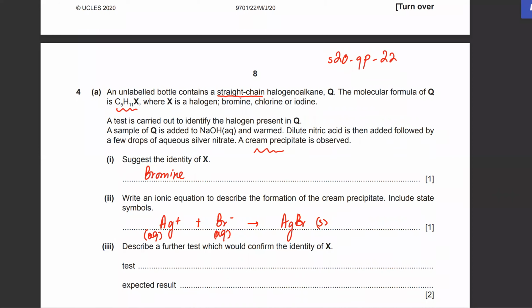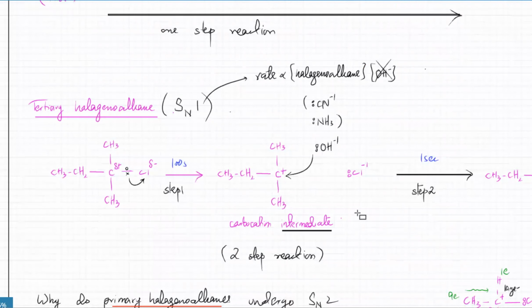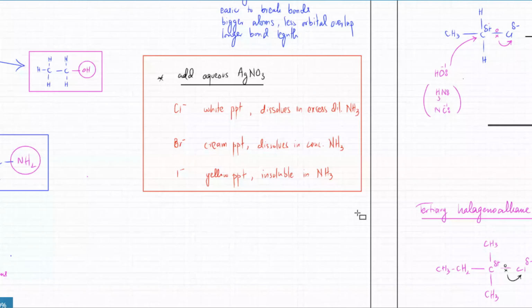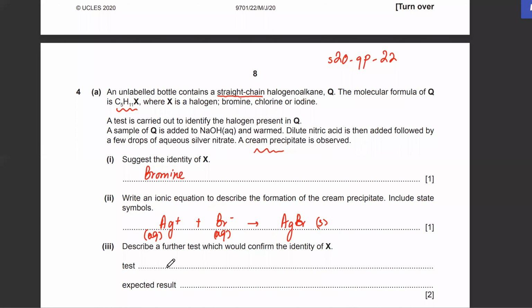So the further test, we just did that. I just told you that the further test was, okay, you're going to try and dissolve it in concentrated NH3. So the test is concentrated NH3, or you try to dissolve it. And the expected result is that the precipitate dissolves.